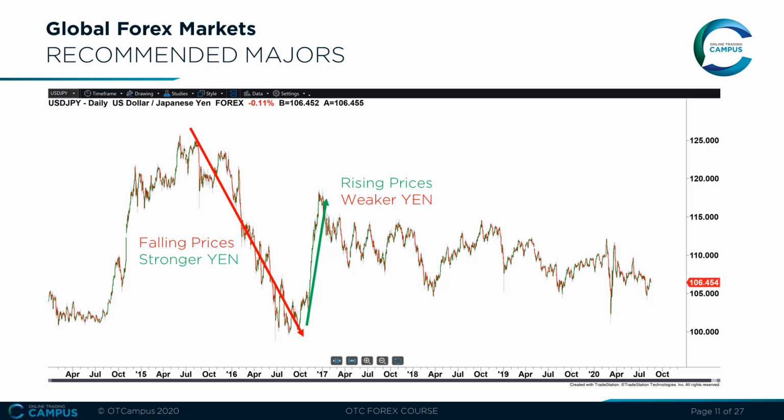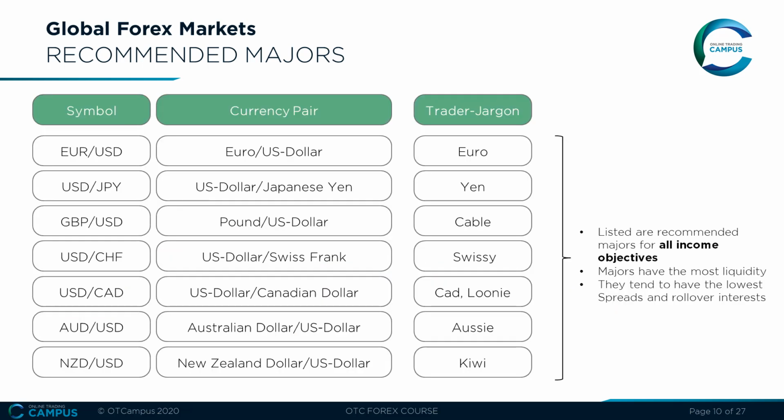The same principle applies also to the USD CAD and the USD JPY. Whenever the US dollar is the quoted currency, like for the Euro US dollar, rising prices means stronger euro and falling prices means weaker euro.